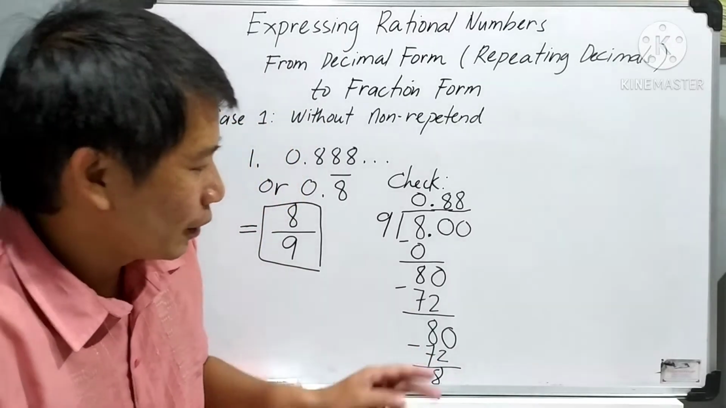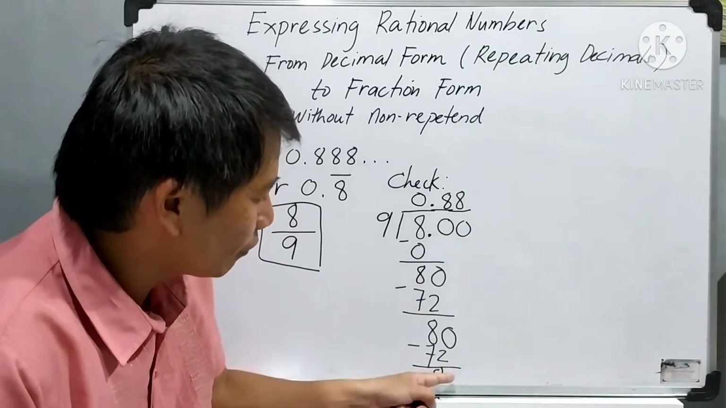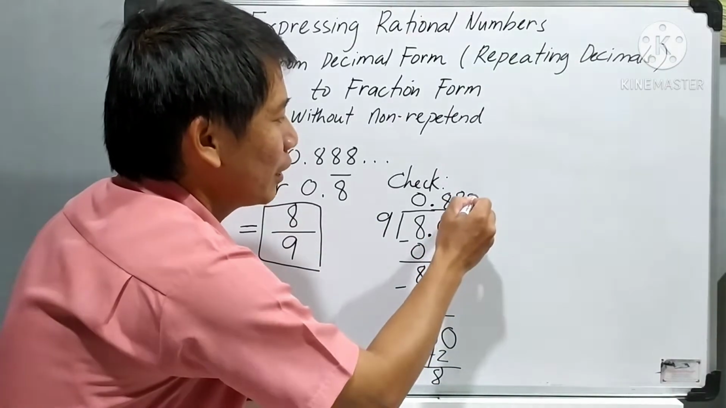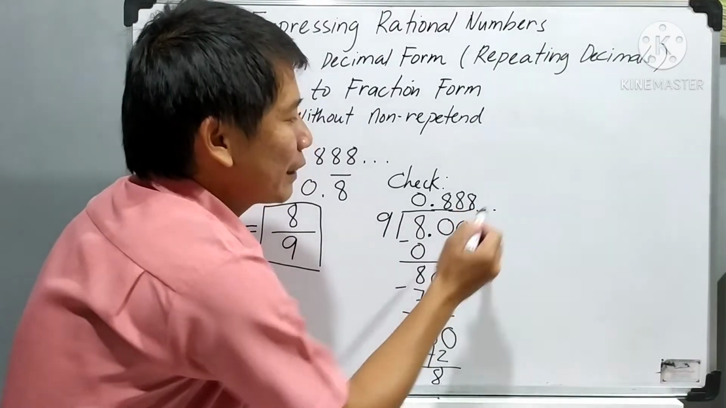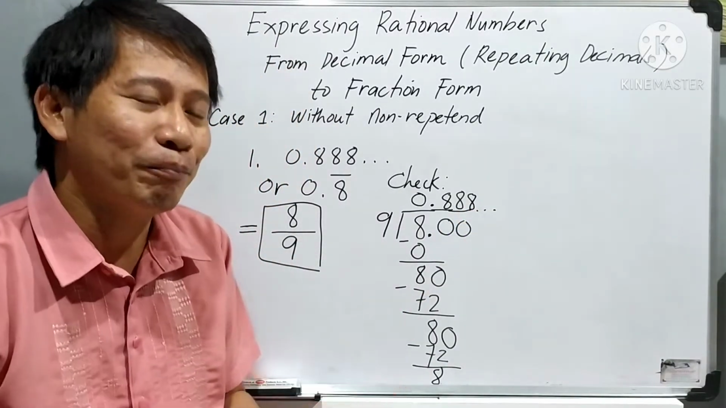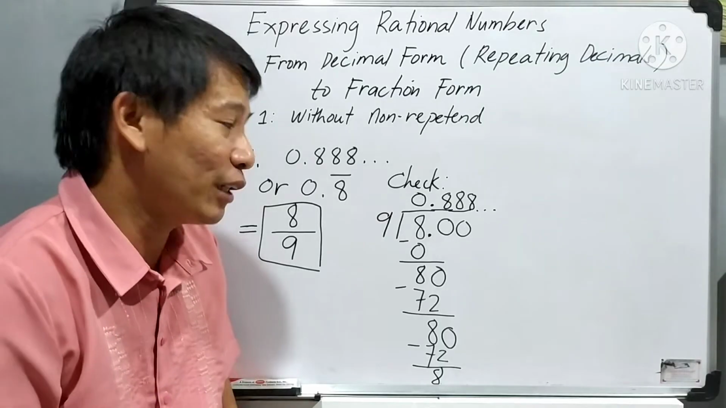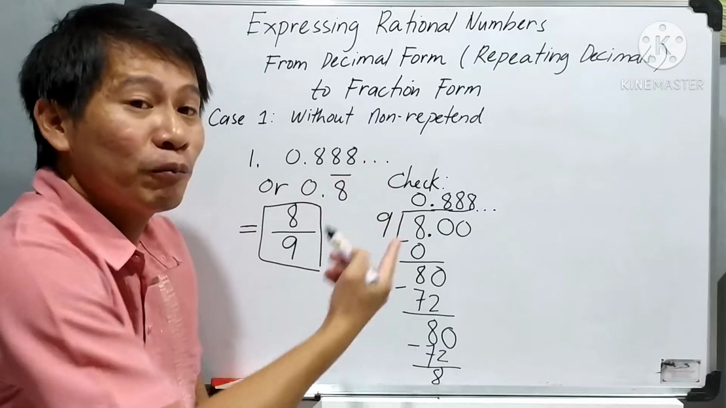So, in other words, kung titingnan nyo, pag itutuloy lang natin yan, dagdag tayo ng 0 dito, bring down natin, 80 na naman siya. So, 8 na naman ang magiging quotient. So, anong ibig sabihin? Ulit-ulit lang siya. So, what does it mean? Si 8 over 9 is really the equivalent fraction of 0.888 and so on and so forth.